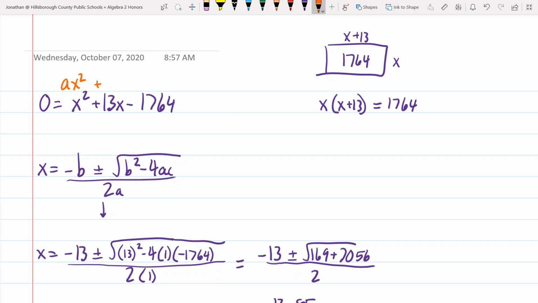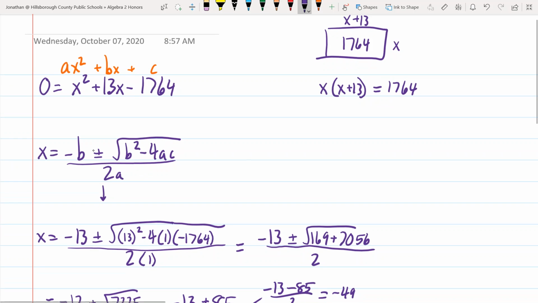ax squared plus bx plus c. Your quadratic formula is x equals negative b plus or minus the square root of b squared minus 4ac all over 2a. Now, I said that really quickly because I know I've been told in recent years that some people learn a song to the tune of Pop Goes the Weasel, but this is your quadratic formula.